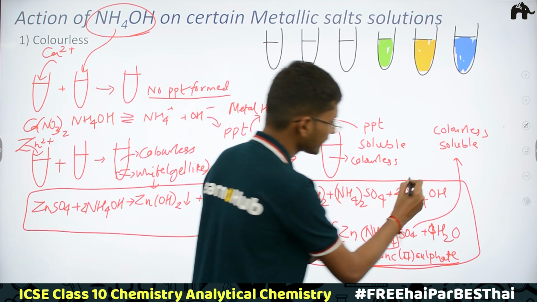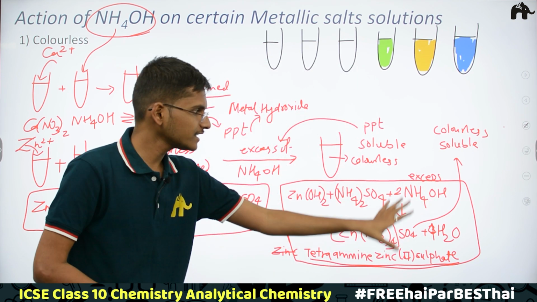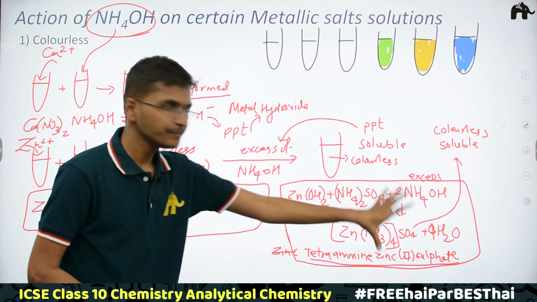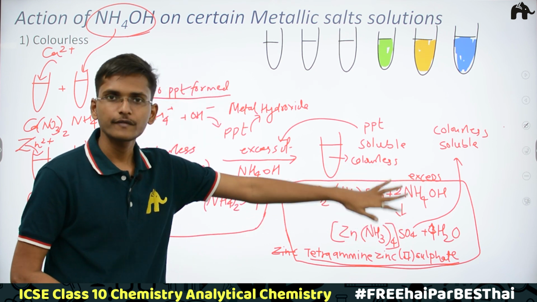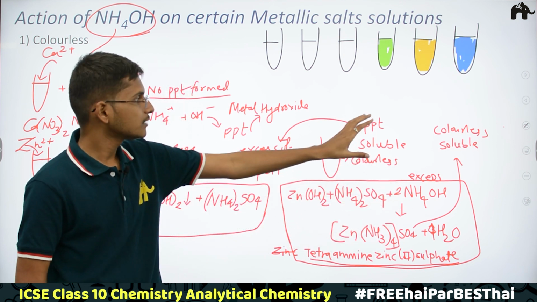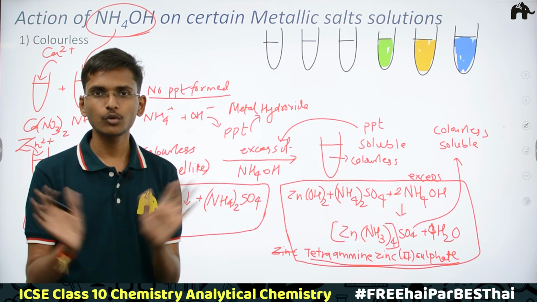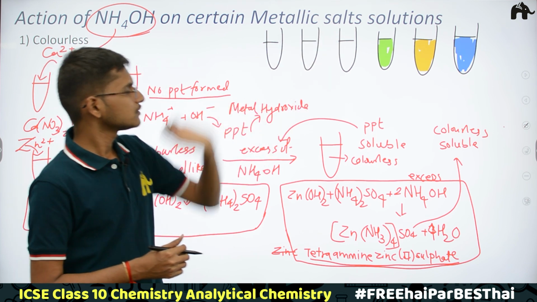the word excess here, okay, when you are using excess NH4OH or excess NaOH, while writing the reaction, you should not forget writing the term here, excess of NaOH or excess of NH4OH, whatever you are using for writing the reaction in case when the precipitate is soluble. Okay. Now let's move ahead to the third colorless solution.